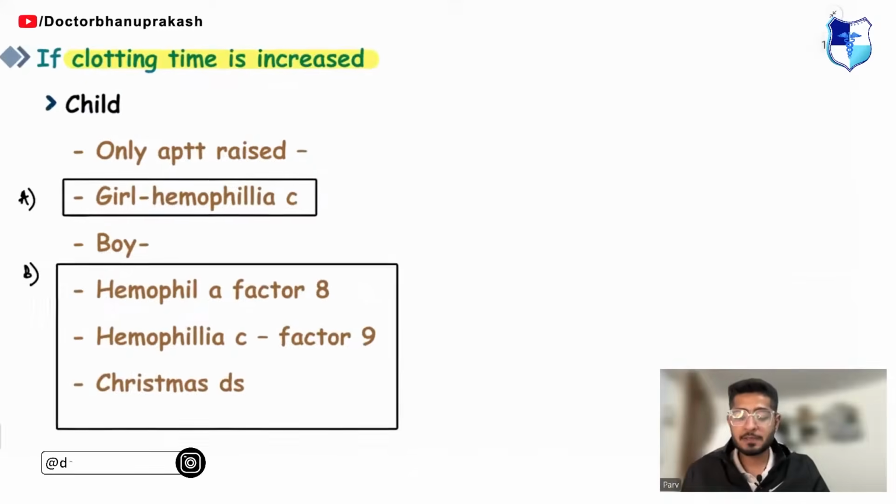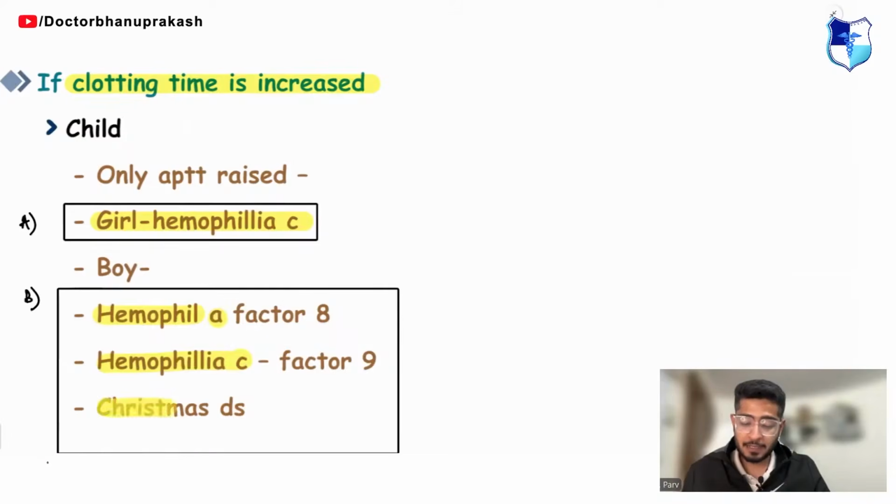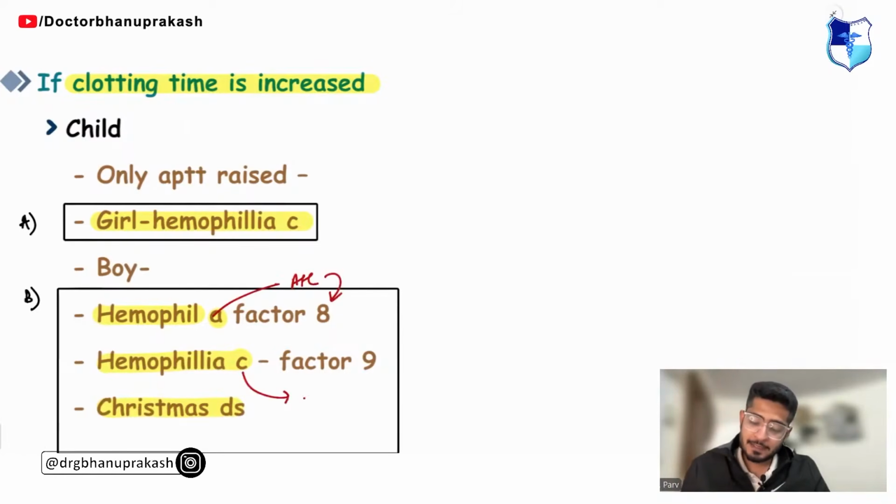Okay, now this is the next thing. If clotting time is increased, what you have to see is whether it is a girl or a boy. If it is a girl, then it's going to be hemophilia C. If it is a boy, there can be hemophilia A, hemophilia C, and Christmas disease. Hemophilia A for 8 is 8. Hemophilia C is the third letter of the alphabet, 3 into 3 is equal to 9, and of course Christmas disease. Girl, C and G look very similar, so in girls it's only hemophilia C.